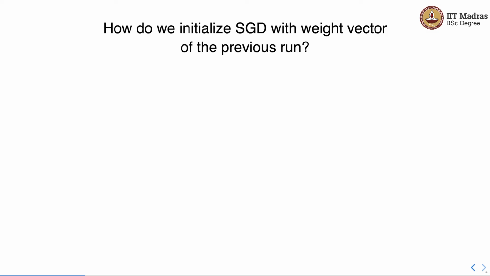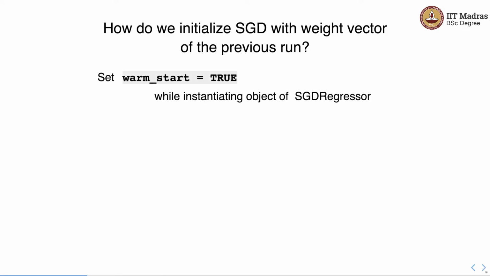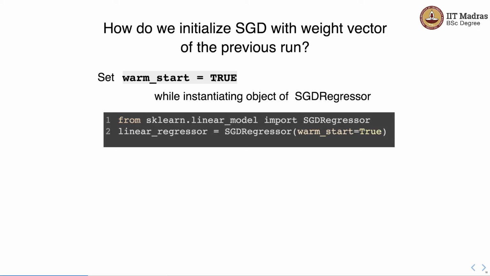So sometimes we do multiple runs of SGDRegressor and we want to use the value of the weight vector at the end of the previous SGD run as the initialization for the next SGD run. We can do that by setting the warm_start parameter to true. So here, while instantiating the SGDRegressor object, we set warm_start to true.